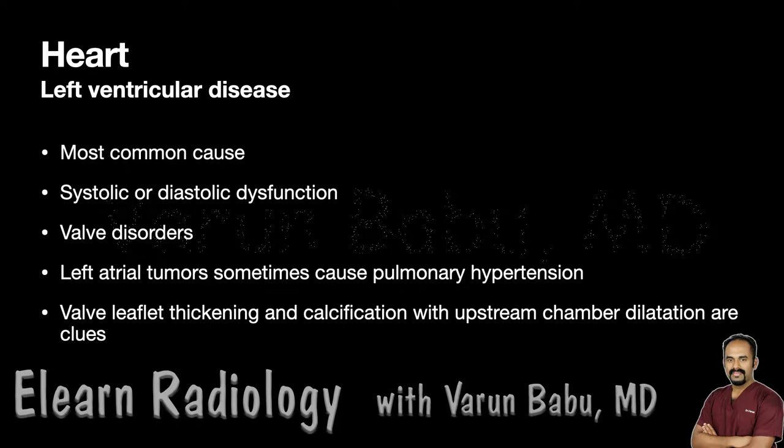Left ventricle disease is the most common cause. Could be systolic or diastolic dysfunction. There could be valve disorders. Left atrial tumors can also sometimes cause pulmonary hypertension. Look for valve leaflet thickening and calcification with upstream chamber dilatation.